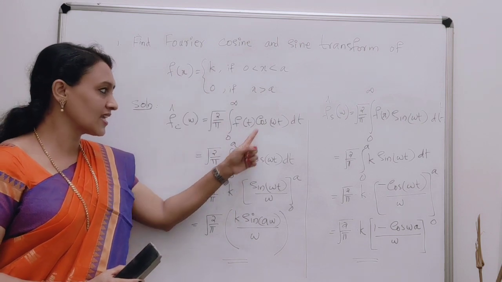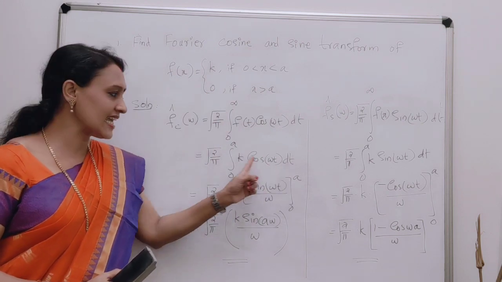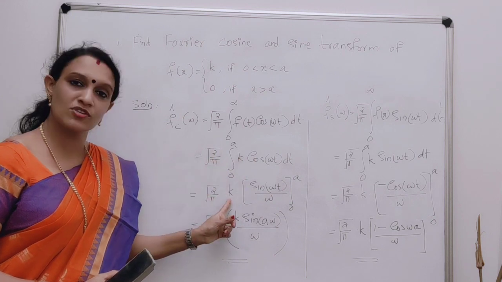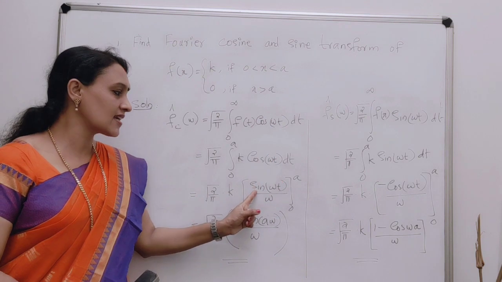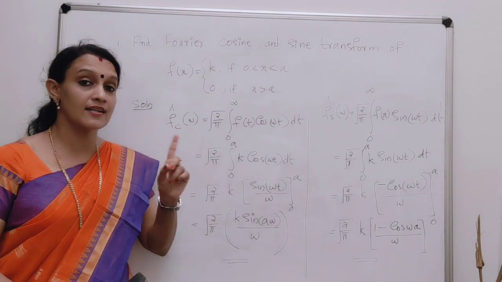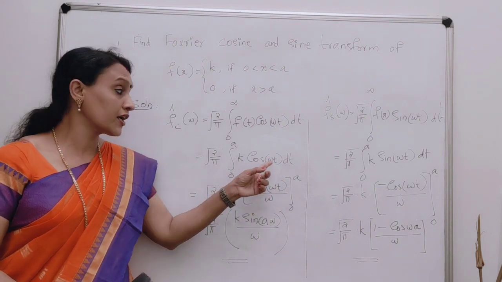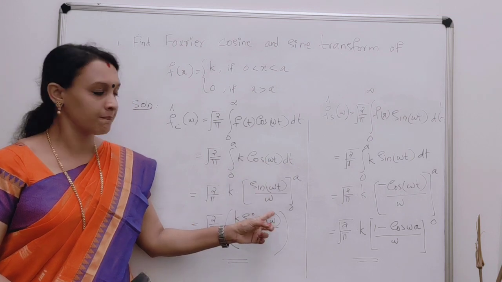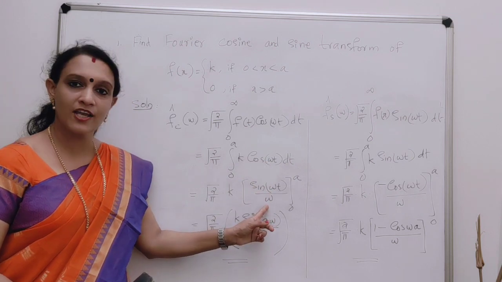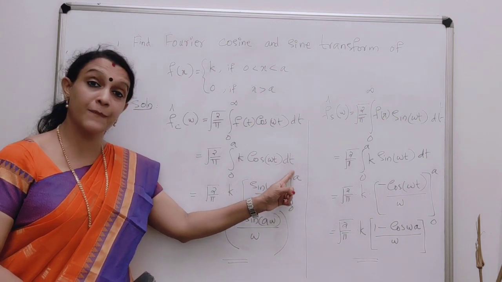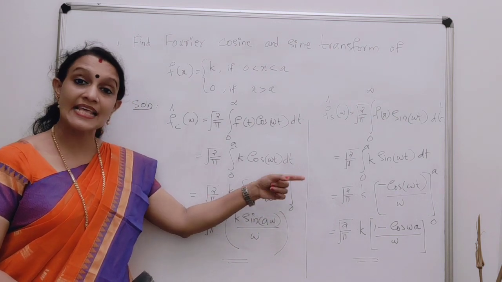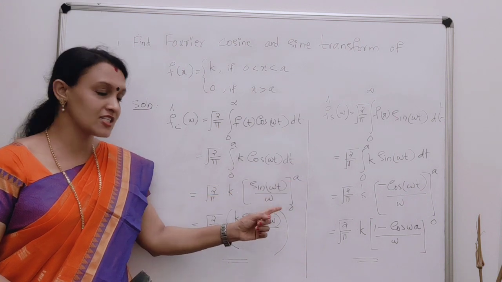So substitute here into cos omega t dt, and k is a constant, so it can be taken outside. Then the integral of cos omega t is sin omega t by omega. Remember, in integration the coefficient should be divided. So sin omega t by omega, and for the variable t you substitute the upper limit first, then the lower limit. Upper limit minus lower limit, right?